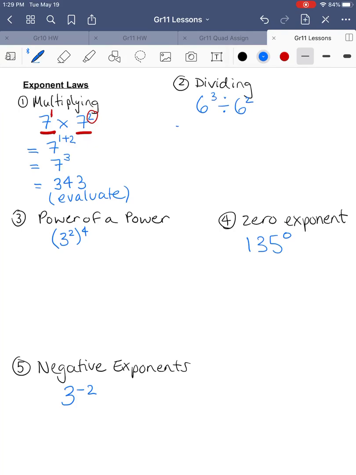Now, when we divide, again, we need to have the like bases, so the 6 and the 6, and we're going to subtract the exponents. That means we take the first exponent that shows up, which is the 3, and then we subtract the second one from it. So we have 6 to the power of 3 minus 2. That gives us 6 to the power of 1, and 6 to the power of 1 is just 6. So there we've simplified to get a power with a single exponent, and then we have evaluated.